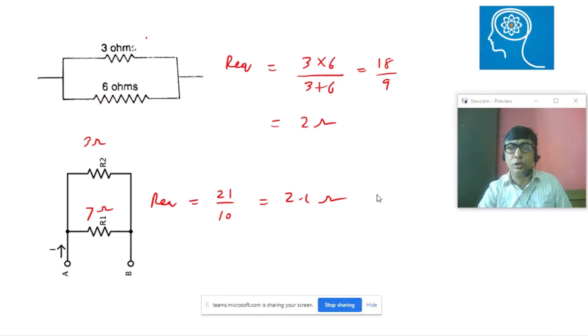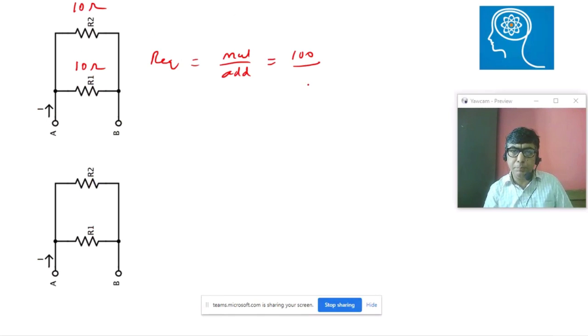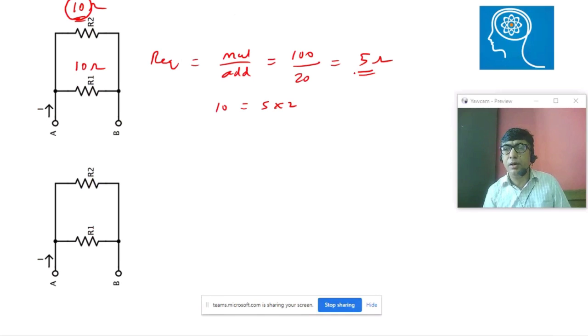Now let us go to the second shortcut method. Suppose this is 10 ohms and here also a 10 ohm resistor is there. Let us do it by our formula, multiplication upon addition. Multiplication is 100, addition is 10 plus 10, which is 20. So the answer is 5 ohms. Now, can you find any relationship between this 5 and 10? Yes, this 10 is equal to 5 into 2. That means whenever two resistors are connected in parallel and the two resistors are equal, then you just have to divide the resistor by 2. So 10 upon 2 will become 5 ohms.